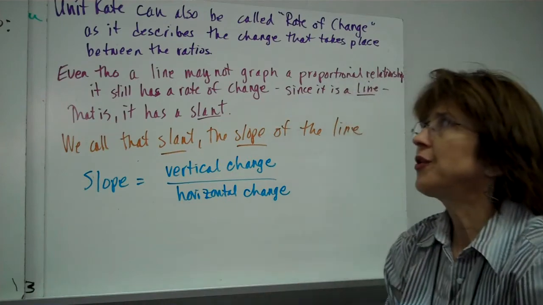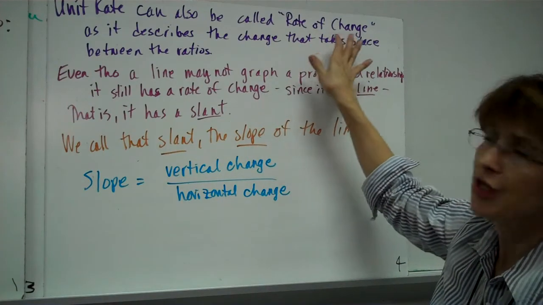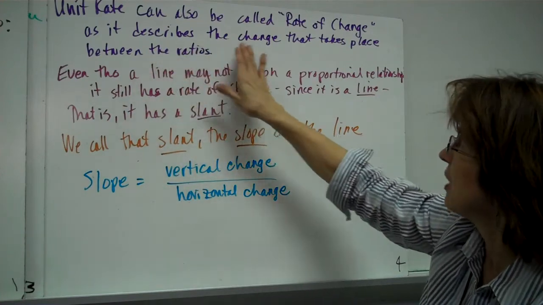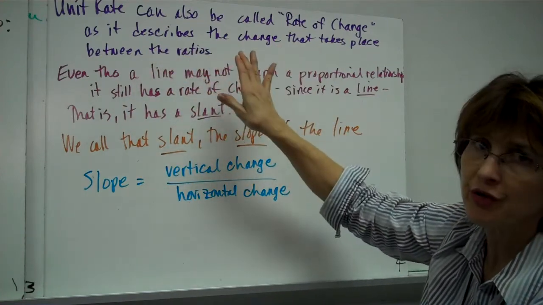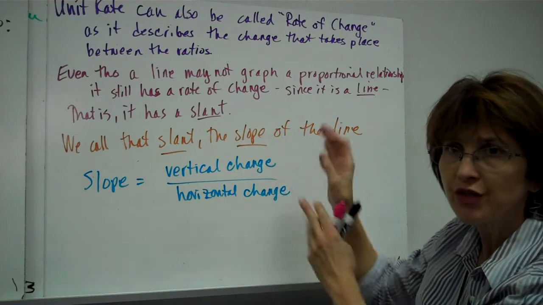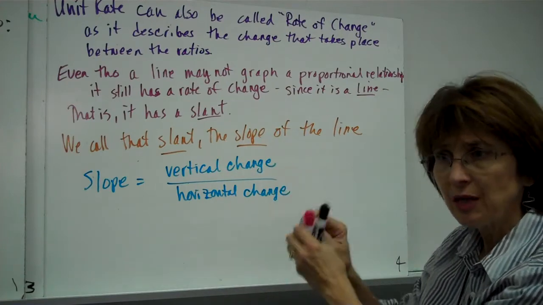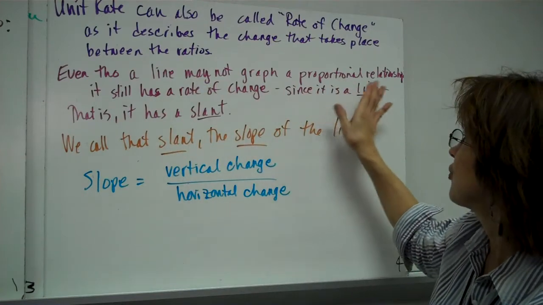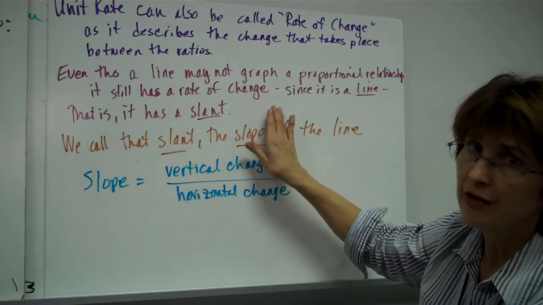All right, so now let's talk a little bit about the slant of a line. The unit rate so far can also be called the rate of change, how the line changes, how it slants, as it describes the change that takes place between the ratios. Every time it's times 4, that's the change. Every time it's times 4, or times 2, or times a half. Even though a line may not graph a proportional relationship, it still has a rate of change.